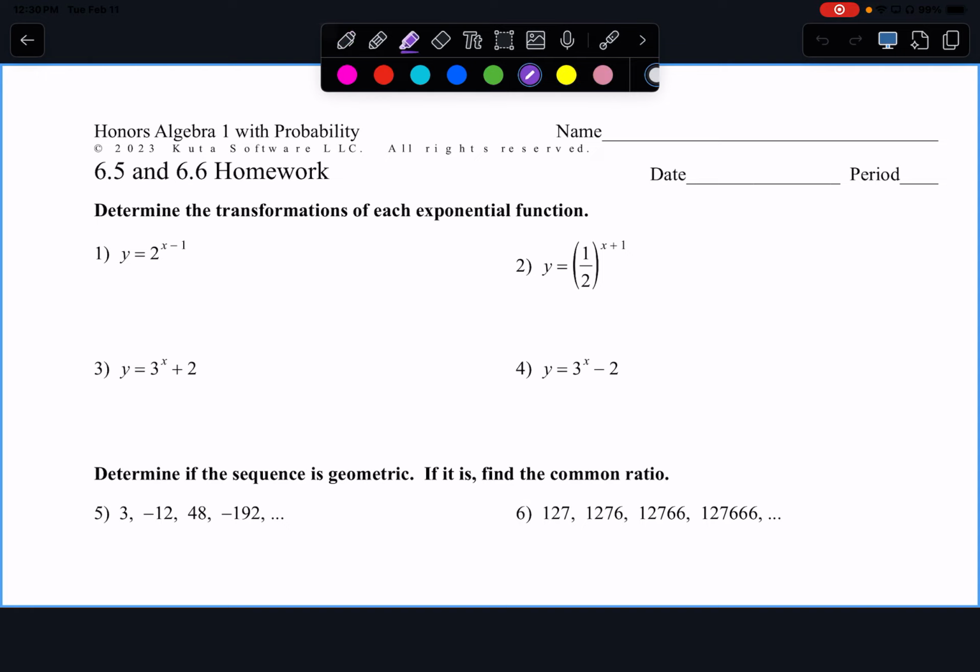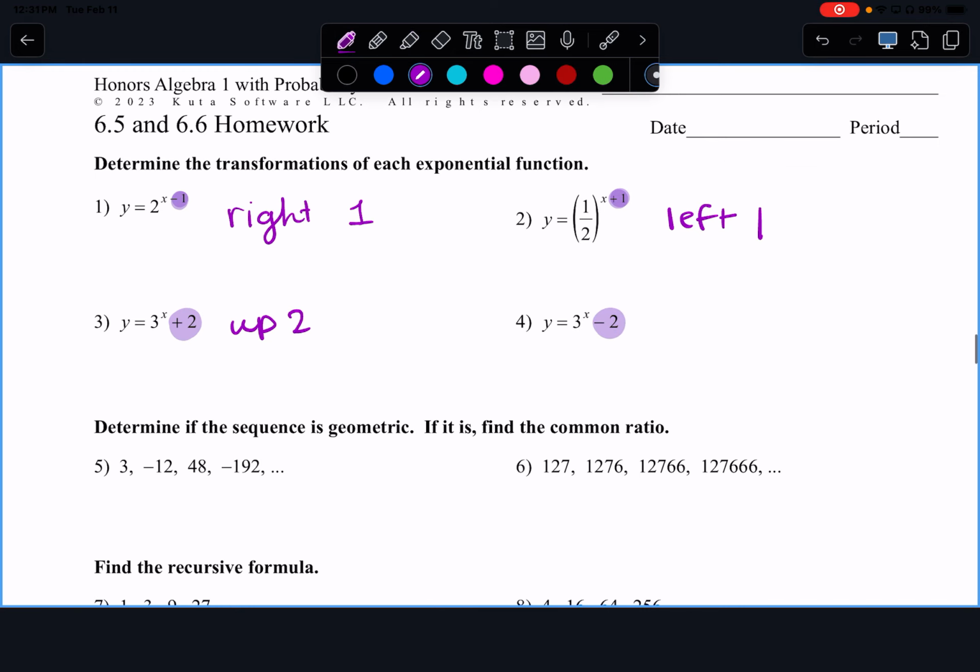All right, for number 1, what did y'all get as the answer for number 1? To the right 1. For number 2, what did y'all get for the answer? Left 1. Okay, because it is inside the function. It is in the exponential. If it's in the exponential, it moves it left or right. If it's outside the exponential, it goes up or down. Oh, that is supposed to be just 1. All right, now in number 3, what does that plus 2 cause to happen? Up 2. What does the minus 2 cause to happen? Down 2. Okay, we are going to pick up with the last topic tomorrow.